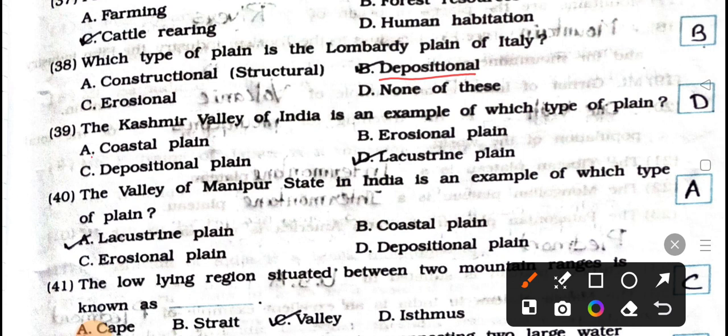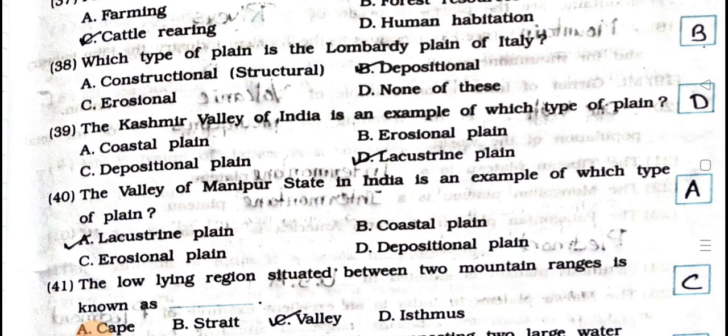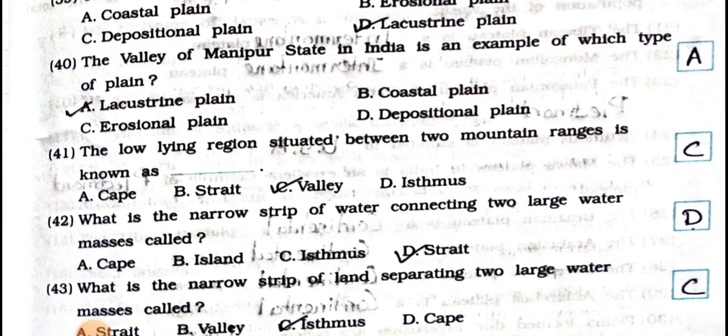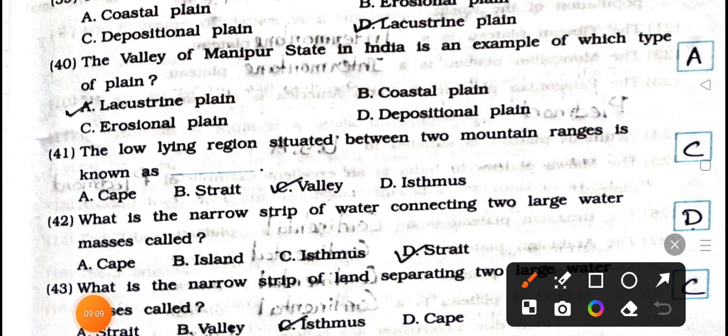Number 39. The Kashmir Valley of India is an example of which type of plain? A. Coastal plain. B. Erosional plain. C. Depositional plain. And D. Lacustrine plain. Answer is option D, Lacustrine plain.